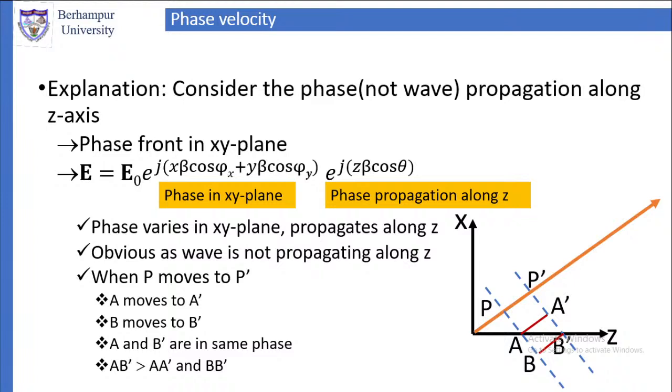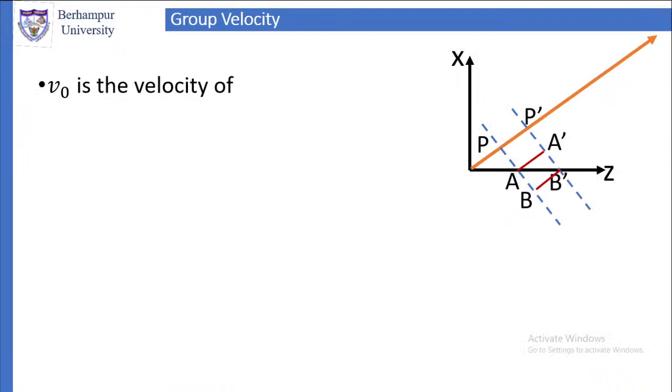Otherwise, the phase velocity will always be greater than the velocity of the wave, or intrinsic velocity. Phase velocity is always greater than intrinsic velocity. It is not the physical velocity of the wave. And with this, we come to the conclusion on the concept of phase velocity. Then we'll come to the next concept, which is called the group velocity.